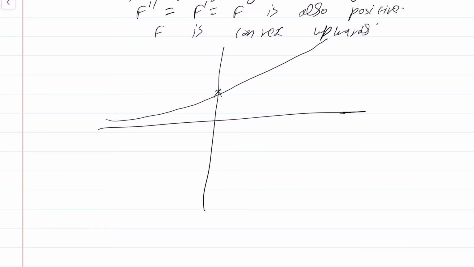I have drawn it badly. It should actually be more steep. So let me try to rectify. Something like this. It should be steeper. This is roughly the graph of the exponential function, as we can see from all the facts that we have. The fact that it's strictly increasing, it's convex upwards, at 0 it's 1, and so on and so forth.